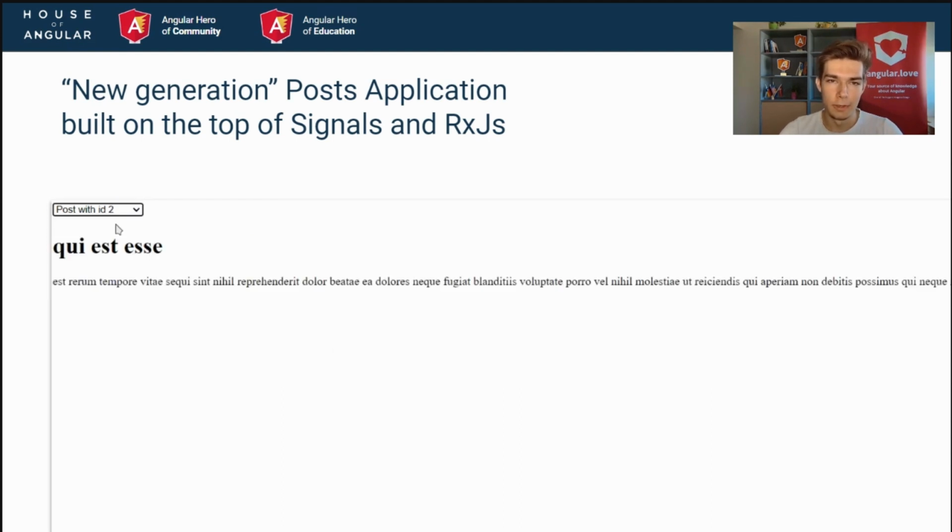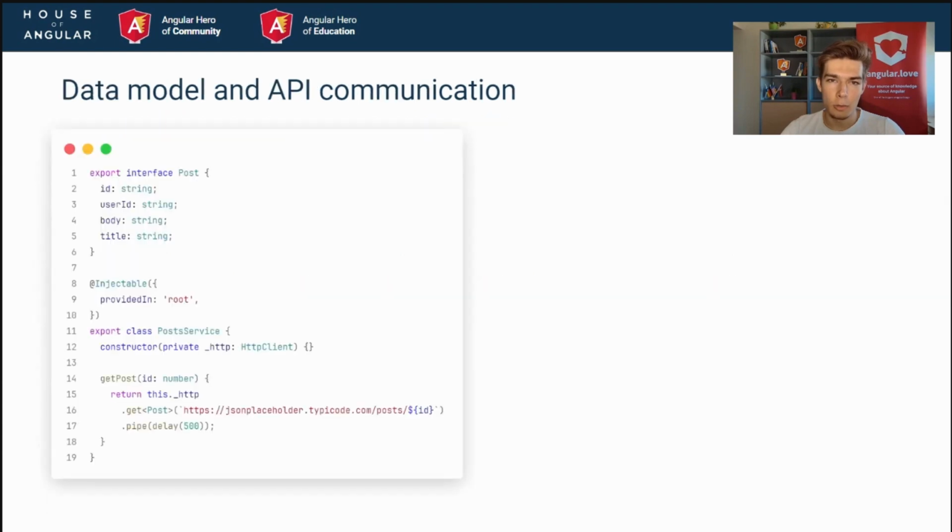So without further ado, let's create our application. We'll start by creating the data model. Here, we are declaring the post interface that has ID, user ID, body, and a title. Then, in our newly created post service, we inject the HTTP client and create a getPost method that takes an ID of a post that we want to fetch.